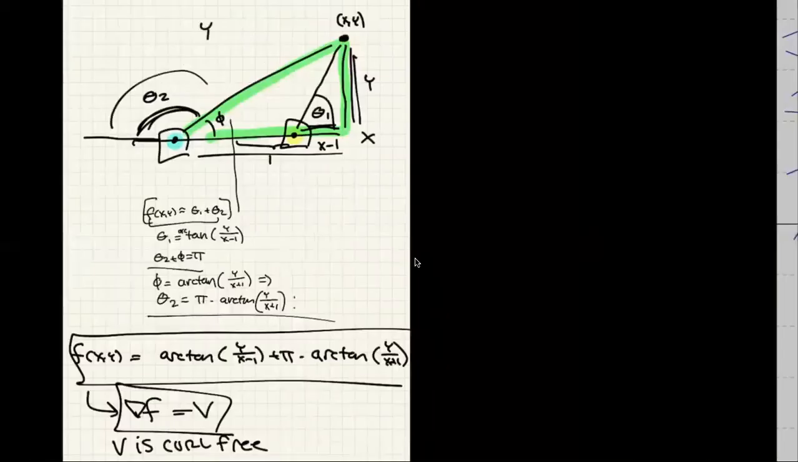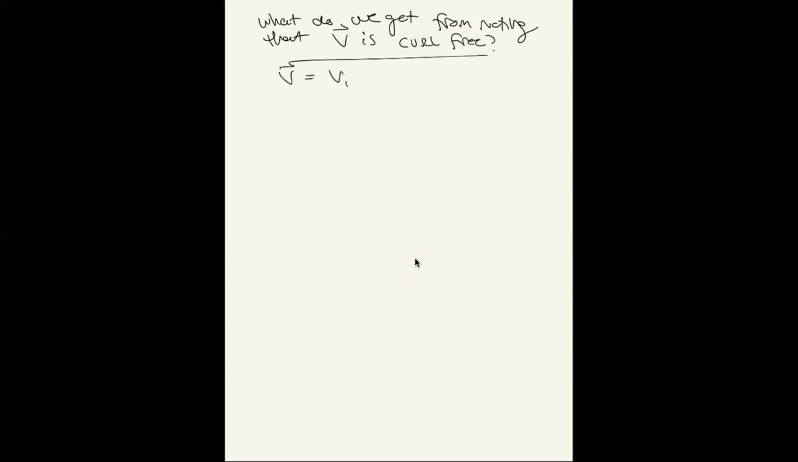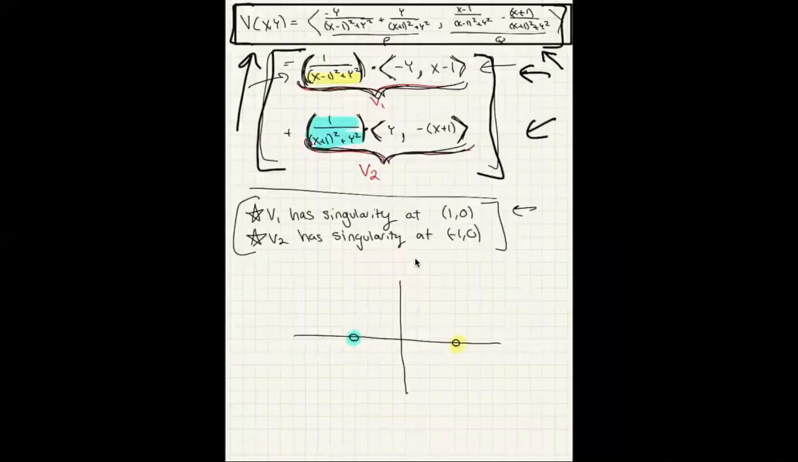What are we going to do? So I'm going to add a new page. All right. Oops, I don't have the lines anymore, but that's okay. So what do we get from noting that v is curl free? Notice that v is the sum of v1 plus v2, where v1 and v2 are over here. And you can actually check that v1 was the gradient of theta 1, and this v2 is the gradient of theta 2.